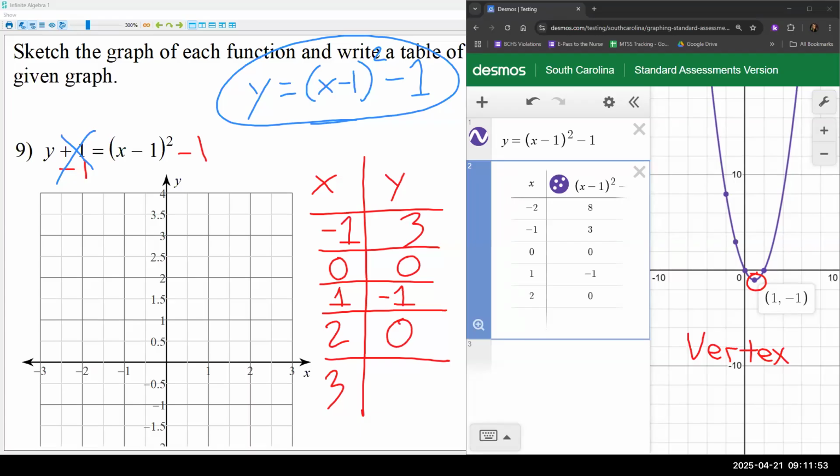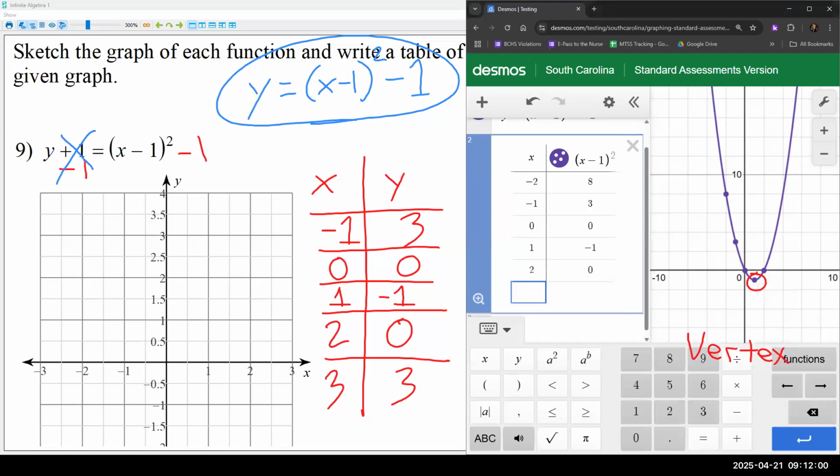If that one's a 3, what does that one have to be? It's got to be a 3. And if you weren't sure, you could check it. You could type in the number 3, and boom, there it is. Okay.